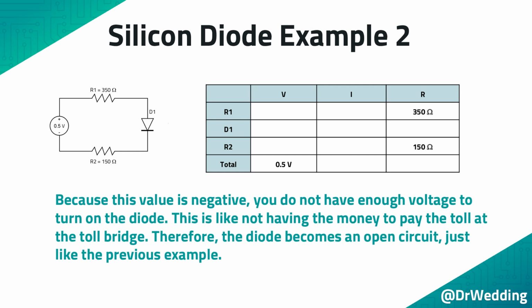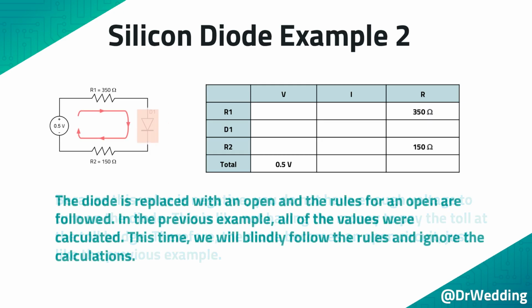This is like not having the money to pay the toll at the toll bridge. Therefore, the diode becomes an open circuit, just like the previous example. The diode is replaced with an open and the rules for an open are followed. In the previous example, all of the values were calculated. This time, we will blindly follow the rules and ignore the calculations.